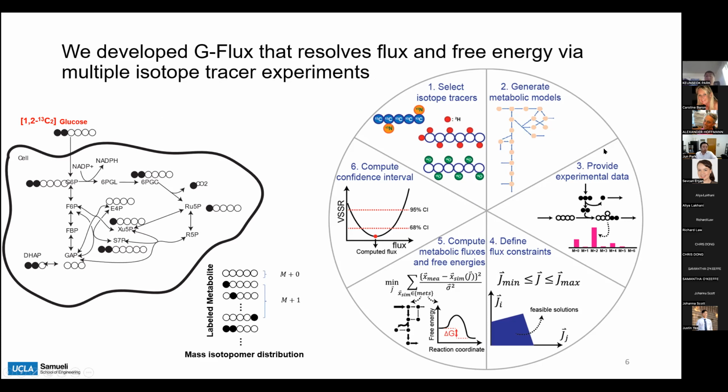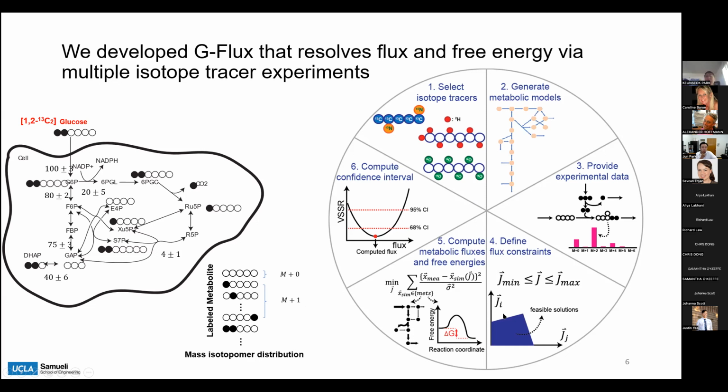Third, you have to provide experimental data, which is the mass isotopomer distributions of extracted metabolites. And fourth, you have to define a flux constraint, which is needed because the software cannot simulate an infinite range of fluxes. Now it's ready for computing the metabolic flux. What it does is minimize the difference between the simulated labeling pattern and the measured labeling pattern.